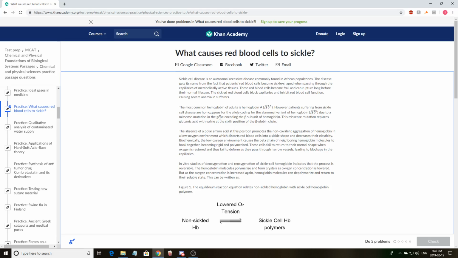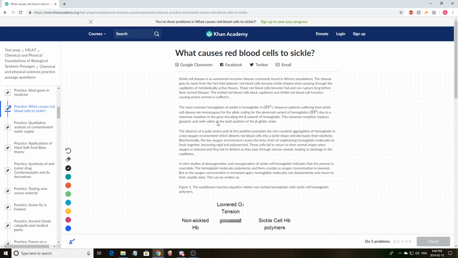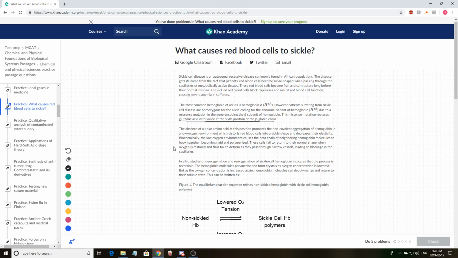Okay, so we also now know that it's due to a missense mutation in the gene that encodes the beta subunit for hemoglobin. This missense mutation replaces glutamic acid with valine at the 6th position of the beta globin chain. Okay, since this is a chemistry passage, this is where you should be focused on. So we had a glutamic acid residue that was changed into a valine residue. So let's keep that in mind.